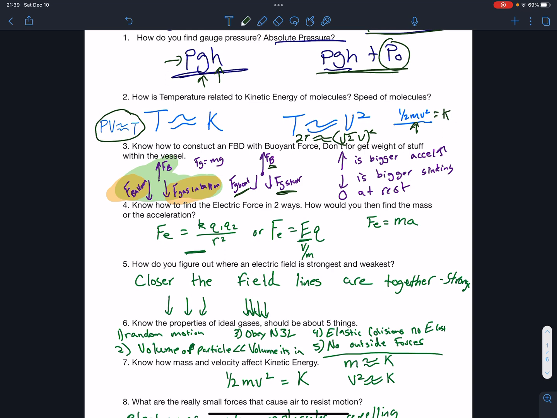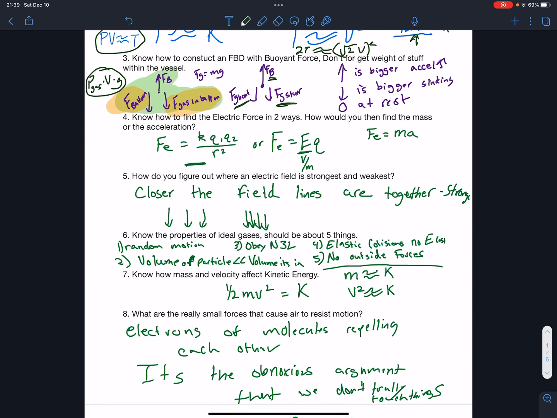If you're trying to find the force of gravity on the gas in the balloon, you often have to do the density of that gas times its volume times g. And that usually gives you the weight of the stuff in the balloon, because density times volume is mass, and mass times g is the force of gravity.